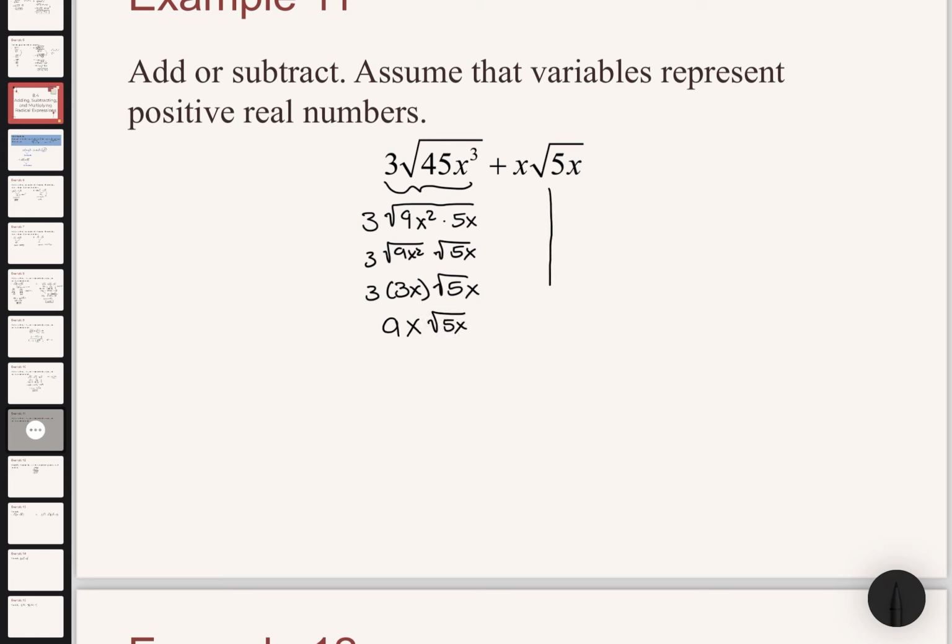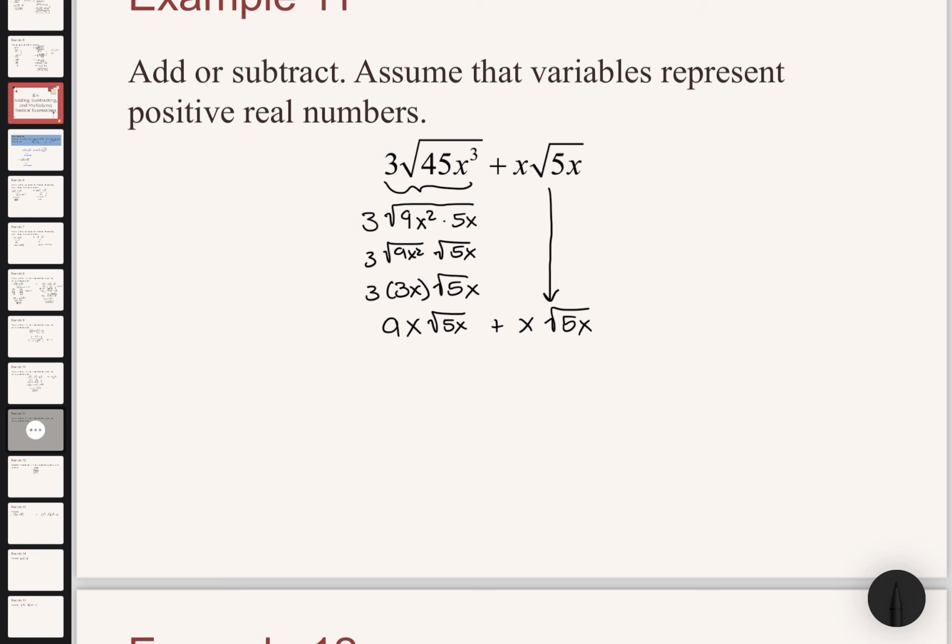And then over here, now they are like terms, right? They both have the radicand of 5x. So in a like radical, you can have variables. You can have x, y, whatever you want. You just have to make sure the radicand is the same for both. So plus x square root of 5x.